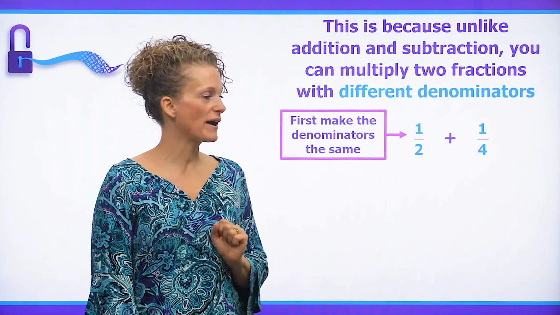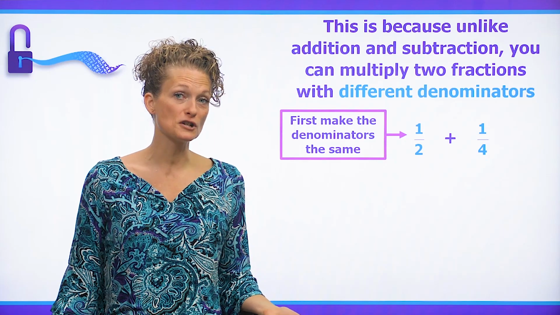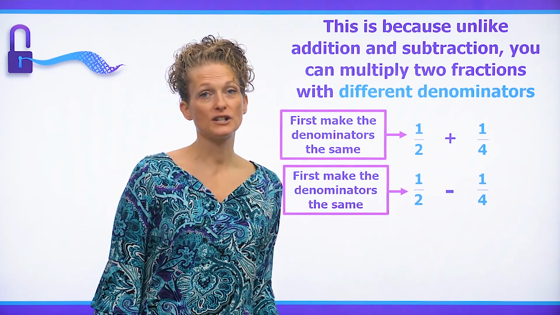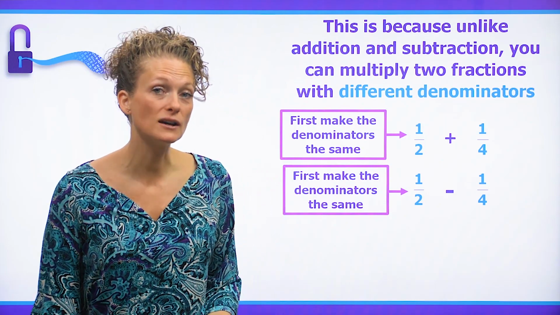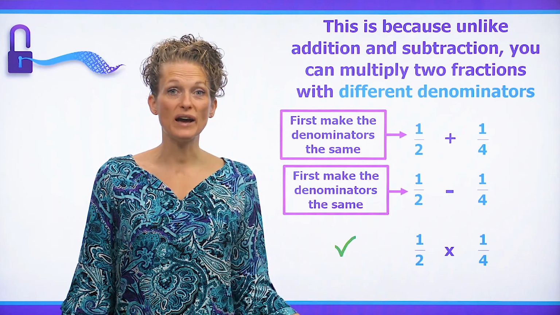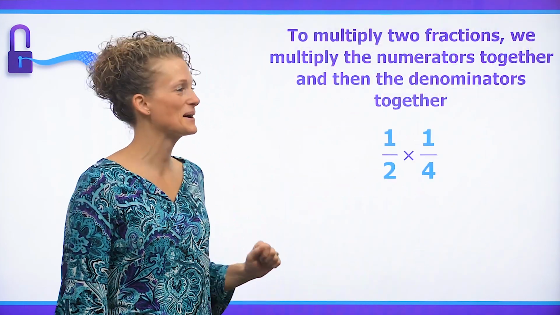So remember when we were adding two fractions, they had different denominators, we had to have a common denominator first. And same thing if we wanted to subtract two fractions and they had different denominators, they needed to have a common denominator first. But when it comes to multiplying fractions, we can simply just go ahead and multiply. So what we want to know is how do we multiply? And that's what we're going to talk about today.